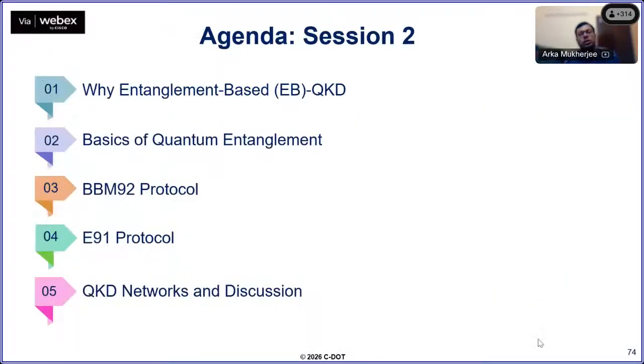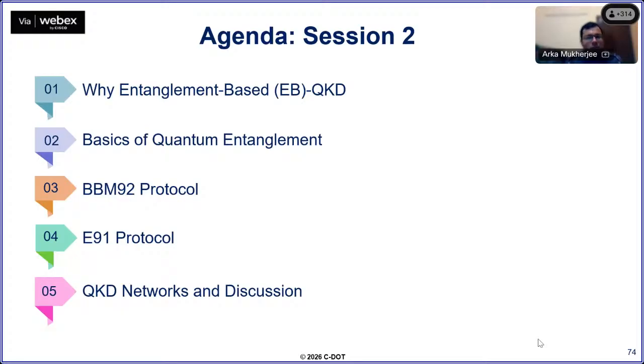Okay, so till now we are focusing on prepare and measure based QKD protocols, where we have two nodes, Alice and Bob. Alice was preparing some quantum states, Bob was measuring them, and based on that the key was being generated. Now there is another type of QKD protocol, called the entanglement based QKD protocols, and this is considered to be more secure than any prepare and measure type of QKD protocol.